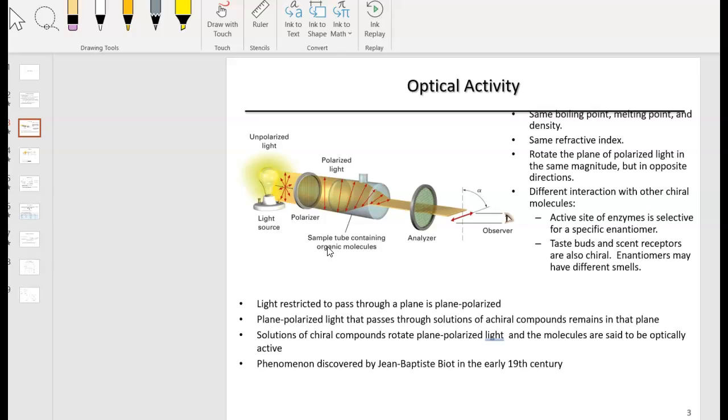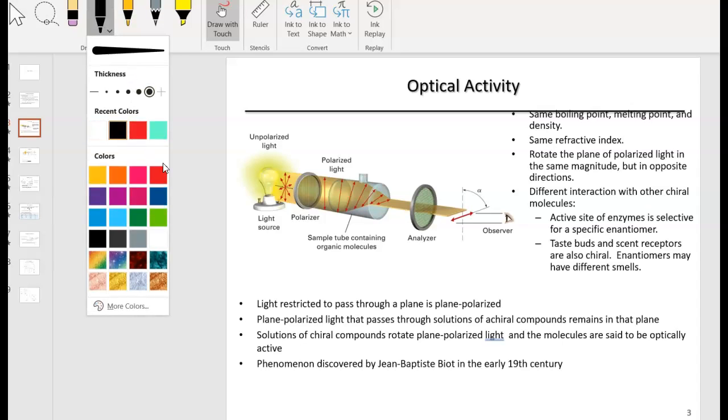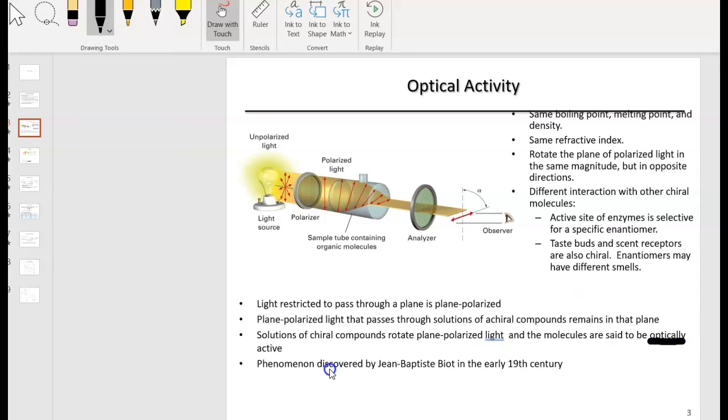Okay, so the difference in the enantiomers is that if one enantiomer rotates the plane polarized light to the right, then the other enantiomer will rotate the plane polarized light to the left with the same magnitude. Those compounds which can rotate the plane polarized light are what are called optically active compounds. Okay, so we call them optically active.